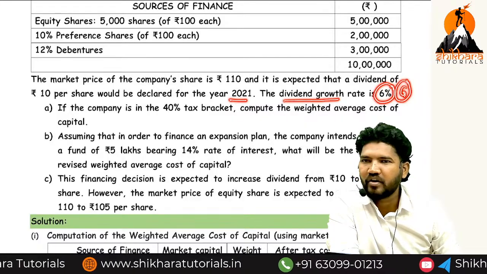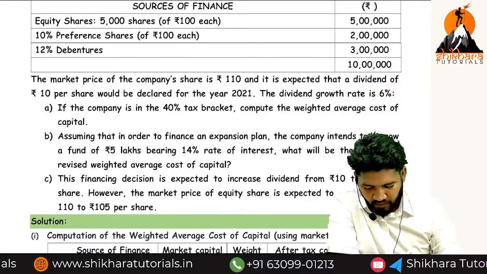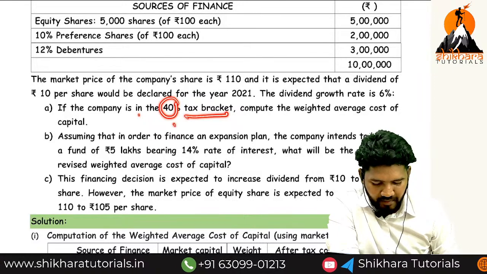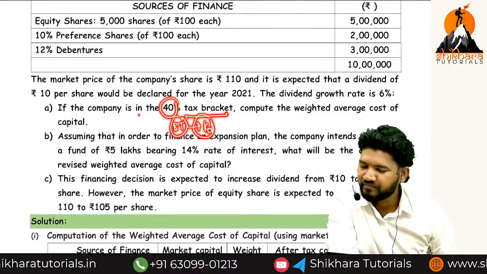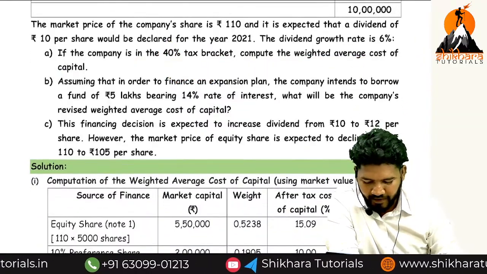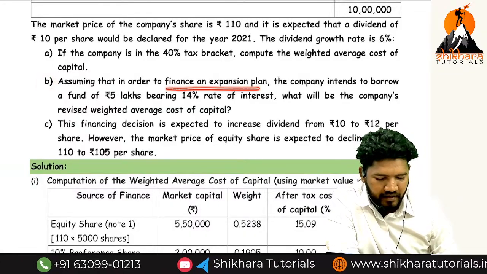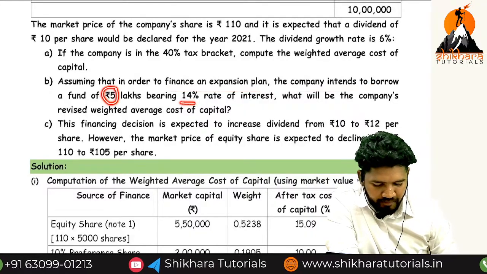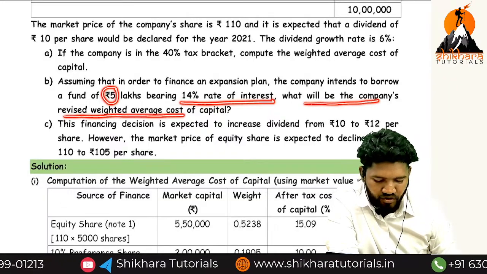Can I name it the dividend growth model? Now the company is in the 40% tax bracket, so can I name it business tax? It is helpful for KD calculation. Next, compute the weighted average cost of capital. Point B. Assuming that in order to finance the expansion plan, the company intended to borrow a fund of rupees 5 lakh at a 14% rate of interest, what will be the company's revised weighted average cost of capital?